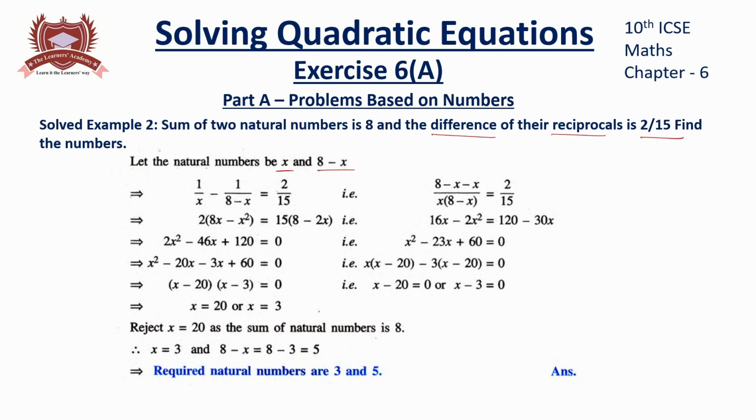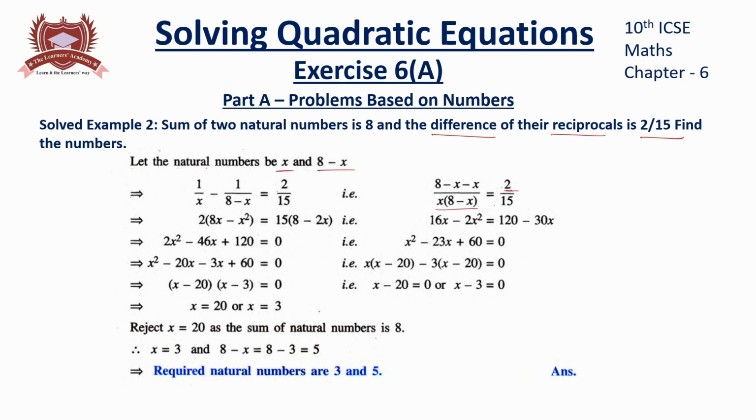Now since the denominators are not same, I will have to multiply them and cross multiply them and get the denominator as x times 8 minus x, and numerator would be 8 minus x minus x. The other side I'll still have 2 upon 15. So here I'll get it as 8 minus 2x, and here it would be 8x minus x square. I can cross multiply it.